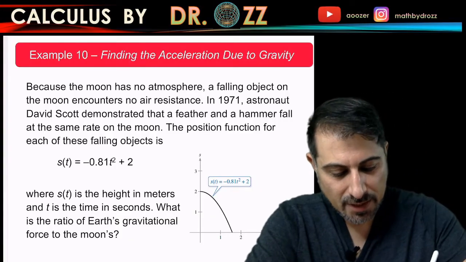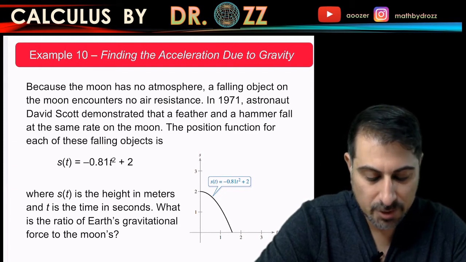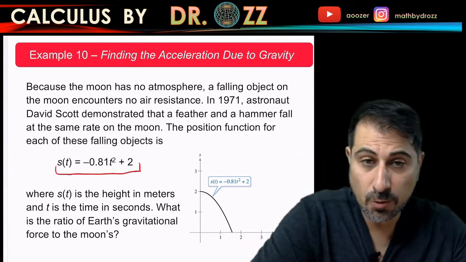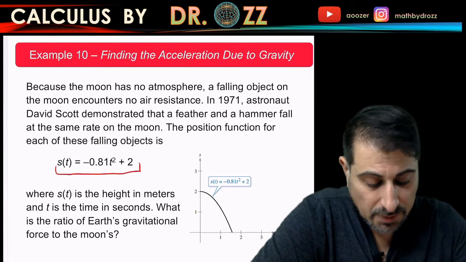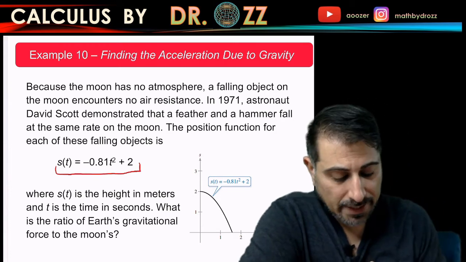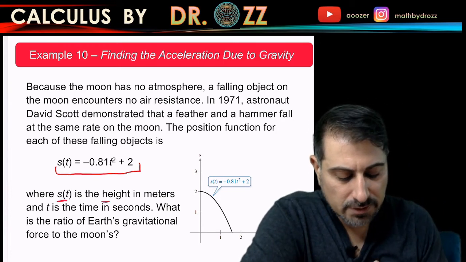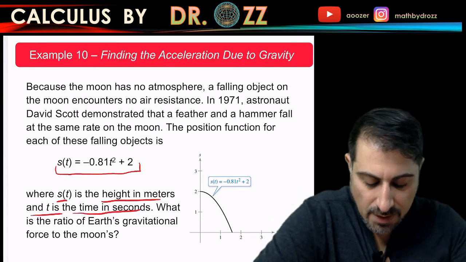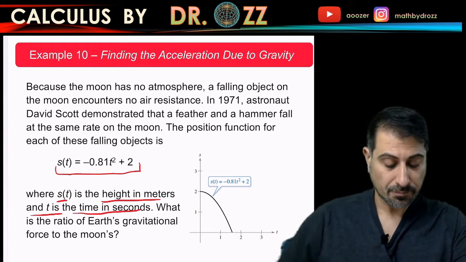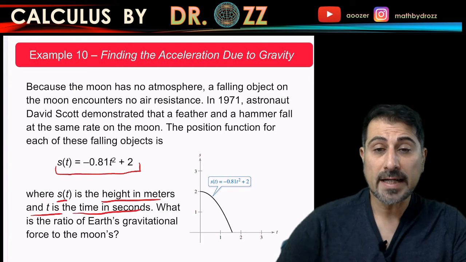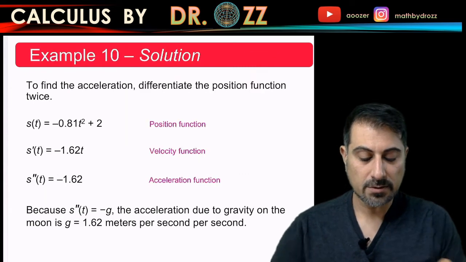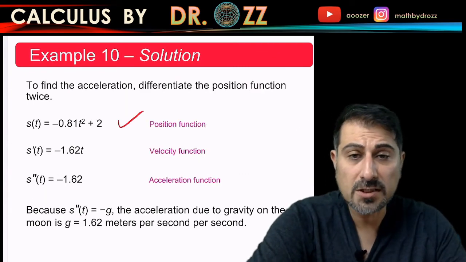Here is a good application problem where we have a falling object on the surface of the moon following this position function formula. Essentially, it doesn't matter if you go with a feather or a hammer, you will have the falling object following the same formula. Here s is the height in meters and t is time in seconds. The question is asking: what is the ratio of Earth's gravitational force to the moon's? First of all, we have to find the acceleration on the moon, which is the second derivative of the position function.